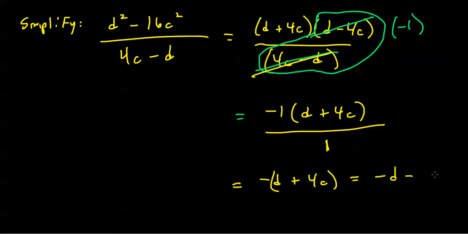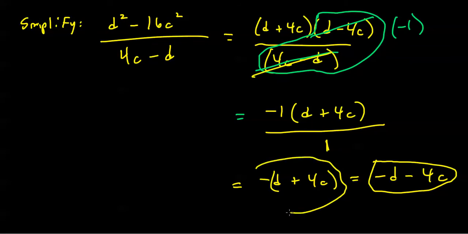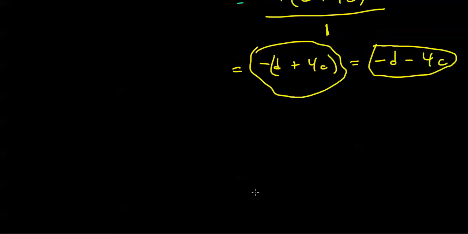Or if you want to go ahead and multiply the negative 1 through, I get minus d minus 4c. I think our textbook would probably cite this as a final answer, but either of these answers are equivalent, of course, and wonderful answers. Okay? Alright. Let's do something a little nastier.